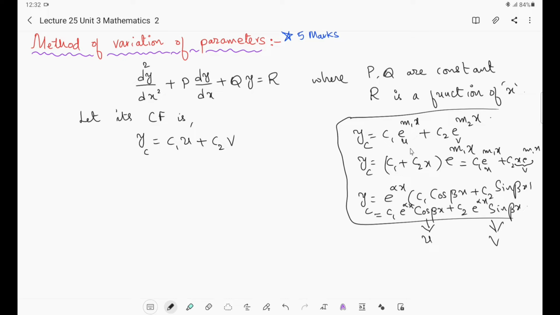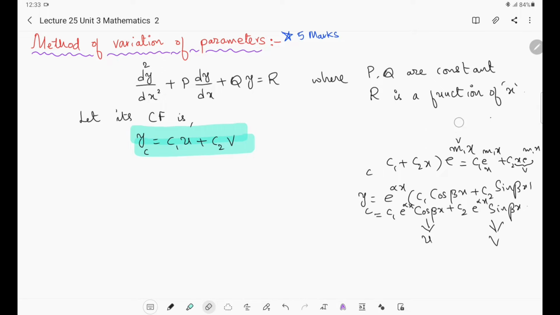So in all the possible cases we are going to get c1u. U may be e power m1x, and e power alpha x into cos beta x if it is complex. So this will be the form of the complementary function. For a second order differential equation, this will be the form of the complementary function, where u and v are generally e power m1x or x into e power m1x or e power alpha x into cos beta x, right. So these are things that we have discussed earlier.